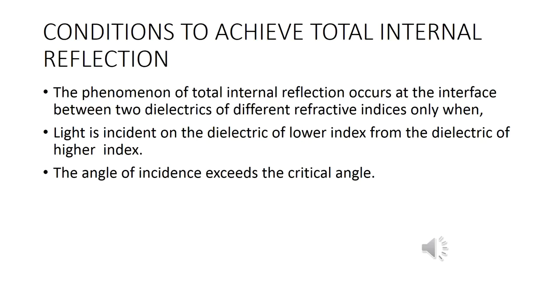Next, what are the conditions to achieve total internal reflection? Total internal reflection occurs at the interface between two dielectrics of different refractive indices only when the light is incident on the dielectric of lower index from the dielectric of higher index, that is, from a dense to a rare medium, that is, dense to less dense medium. For example, glass to air. The second condition is that the angle of incidence exceeds the critical angle. So these are the two main conditions to achieve total internal reflection.